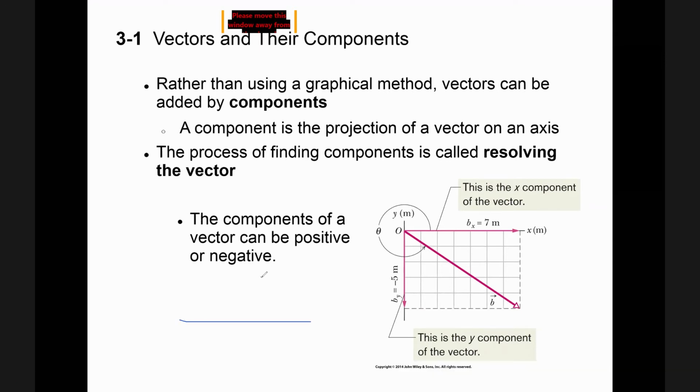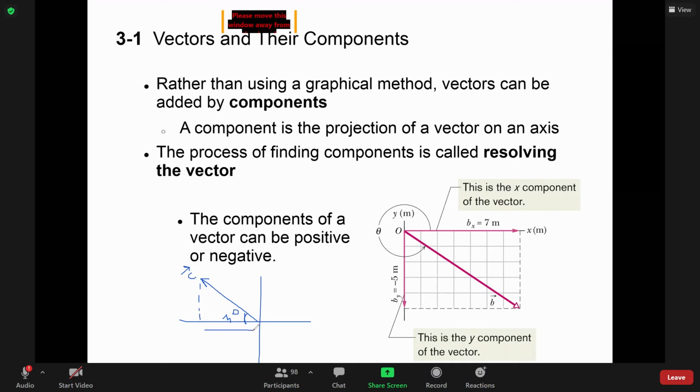I want the chat to be interactive. We will call this vector C. Help me with this vector C. And now this angle is 30. Write on the chat CX. CX means which one is CX? Complete the triangle. This is what? This is CX, the component.